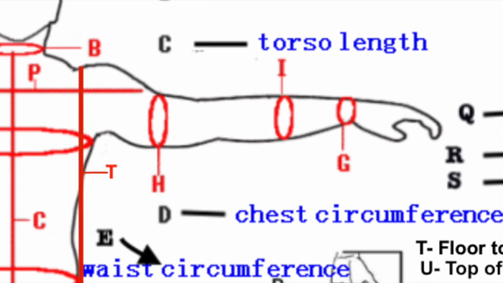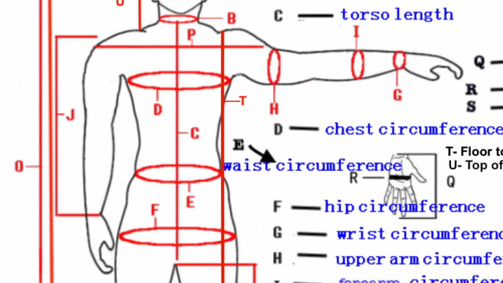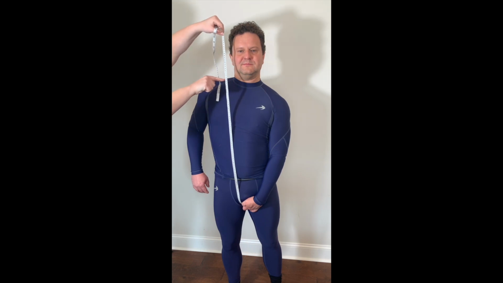For C, the torso length, make sure you start your measurement in the crotch at the center point, both side to side and front to back. Measure as straight as you can all the way up to your neck.